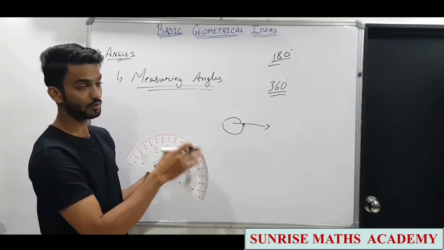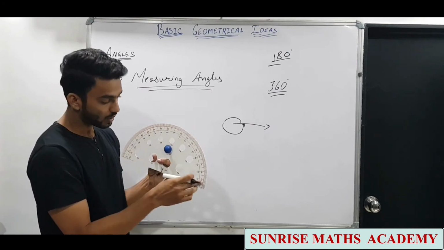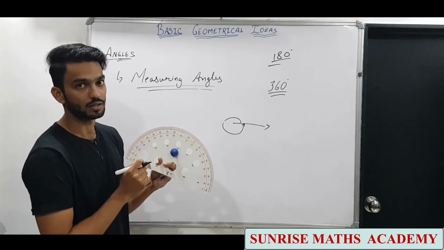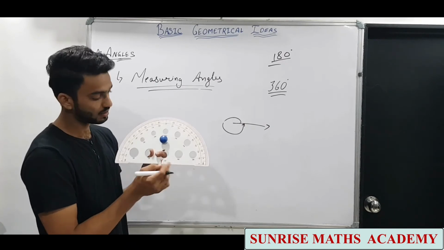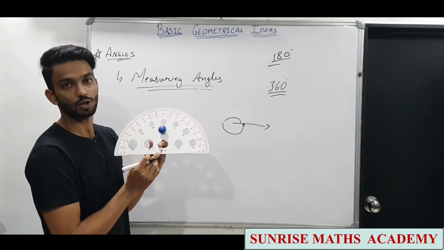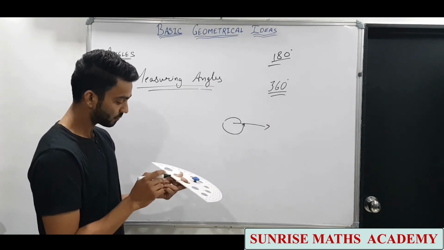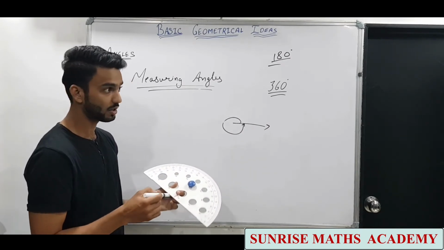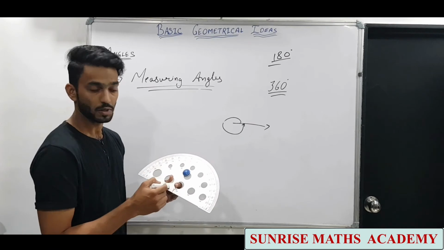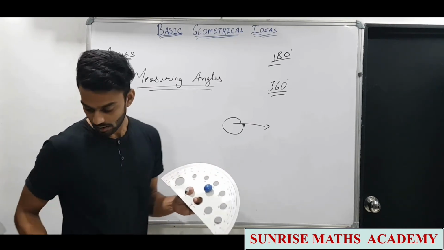So it has this curved edge where we have the scale where 180 markings are there, and we have this baseline and this is the center of this protractor. Whenever we are measuring, I'll be showing how to measure and how these points are used: the center, the baseline and the curved line.